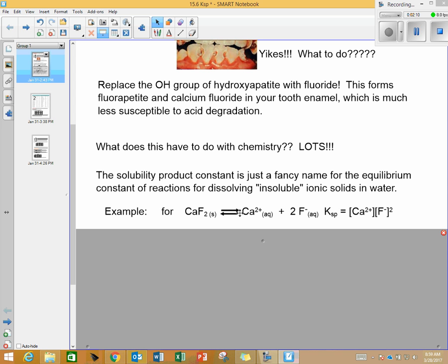This right here is the reaction for the KSP. SP just stands for solubility product. The KSP for calcium fluoride. The solid that we're talking about is always the reactant, and the ions formed are products. You just look at the chemical formula here to figure out what the coefficients are for the ions. Now this KSP here is just a fancy equilibrium constant.